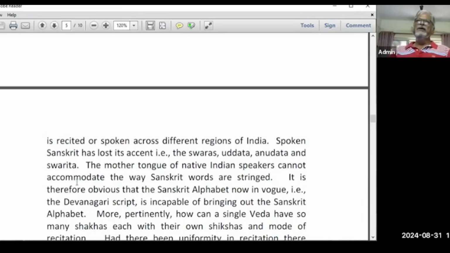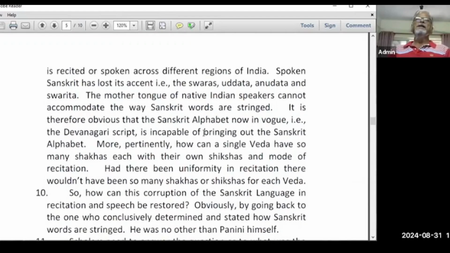It is therefore obvious that the Sanskrit alphabet now in vogue, that is, the Devanagari script, is incapable of bringing out the Sanskrit alphabet. More pertinently, how can a single Veda have so many shakhas, each with their own shikshas and mode of recitation? Had there been uniformity in recitation, there wouldn't have been so many shakhas or shikshas for each Veda.